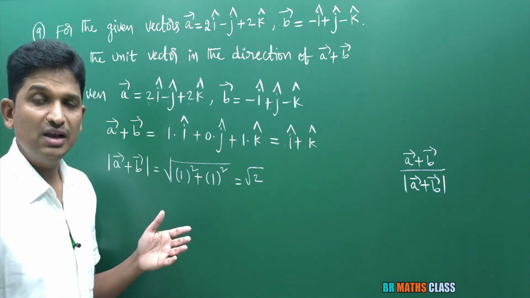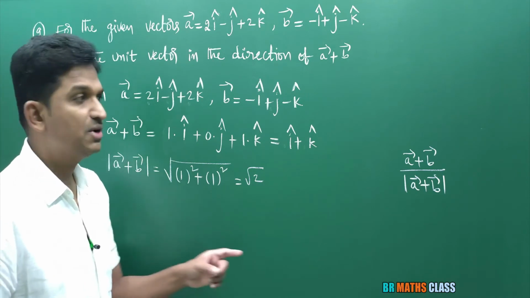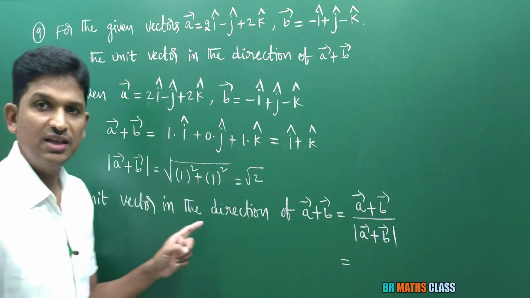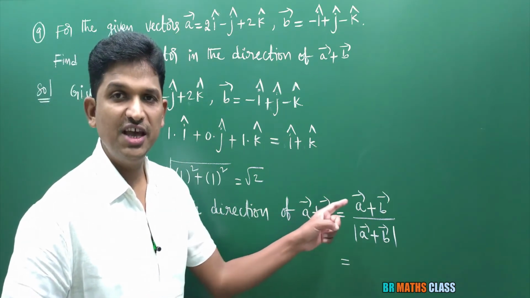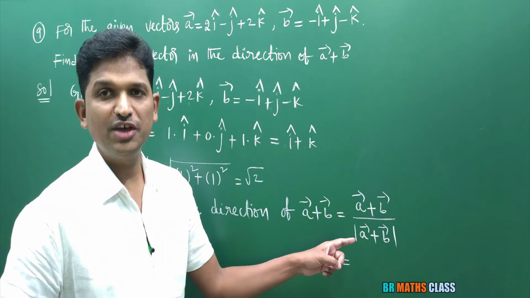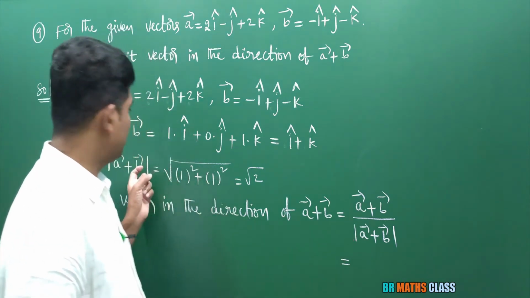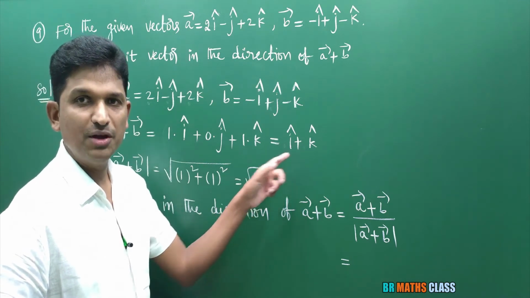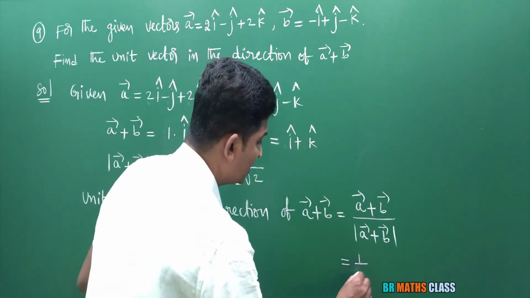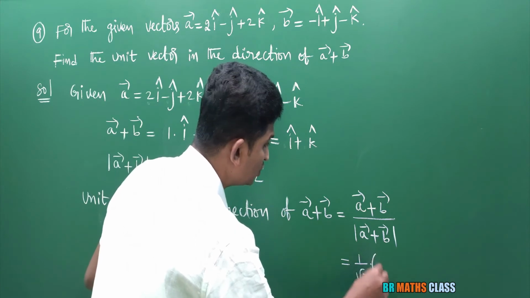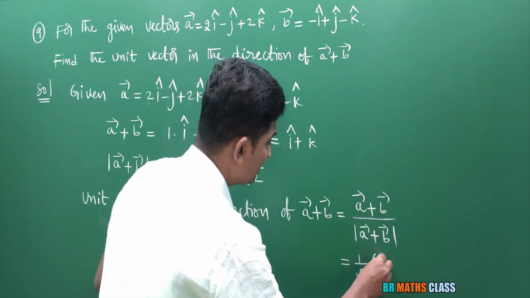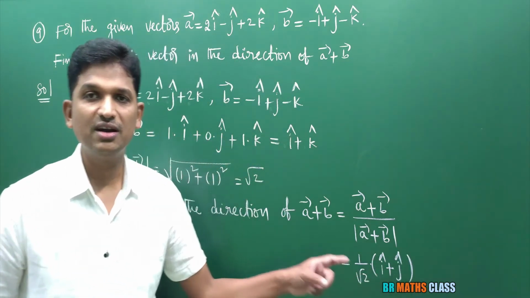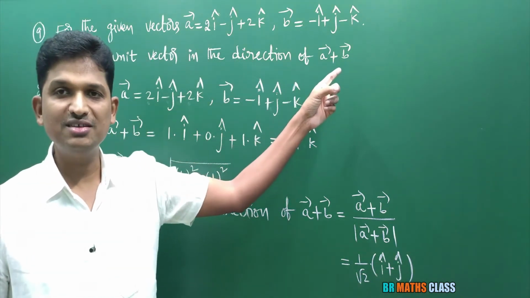What is the formula to calculate the unit vector in the direction of a bar plus b bar? This is the formula. So the unit vector in the direction of a bar plus b bar is a bar plus b bar divided by the magnitude of a bar plus b bar. The magnitude of a bar plus b bar is root 2 and a bar plus b bar is i cap plus j cap. So this can be written as 1 by root 2 into i cap plus j cap. So this is the unit vector in the direction of a bar plus b bar.